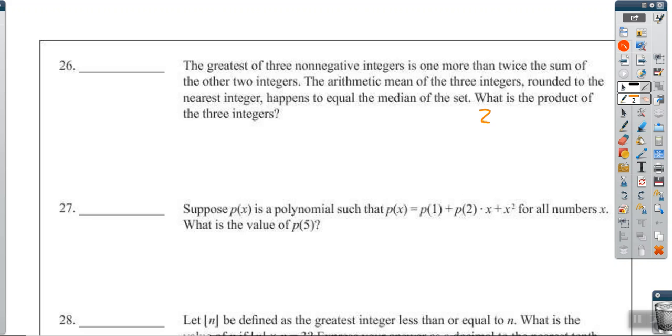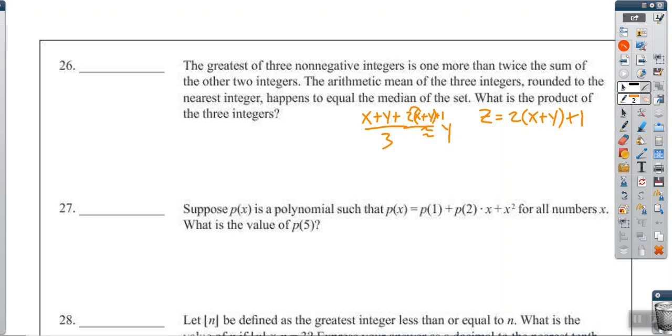So I'm going to say z is the largest number, and so I know z is going to be equal to 2 times x plus y plus 1. All right, I also know that the mean of the numbers is going to be x plus y plus z divided by 3, and I know that is going to equal approximately y. All right, but wait a second, I know z is this thing right here, so I'm going to substitute in that value for z. So we have 2 times x plus y, plus 1.